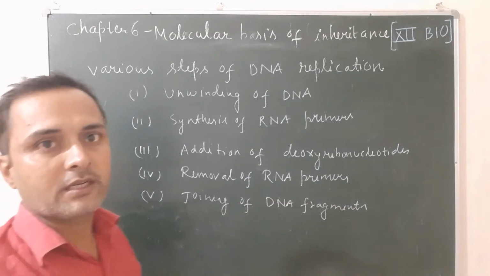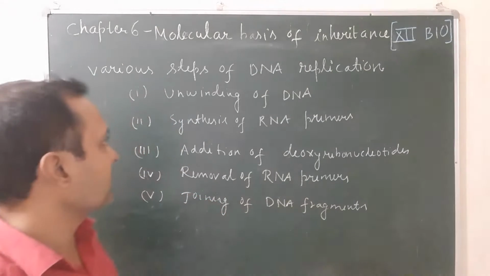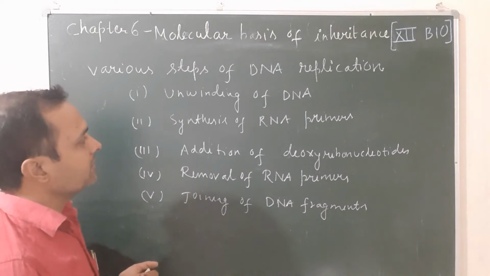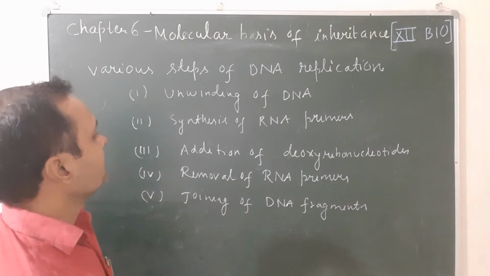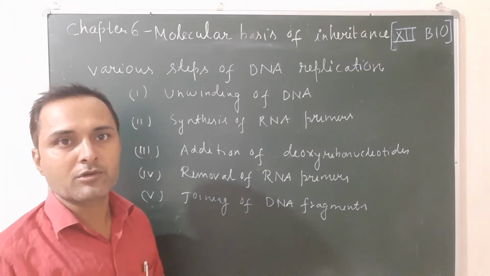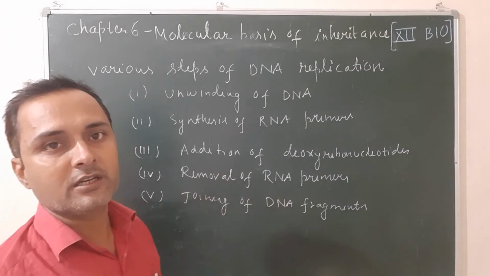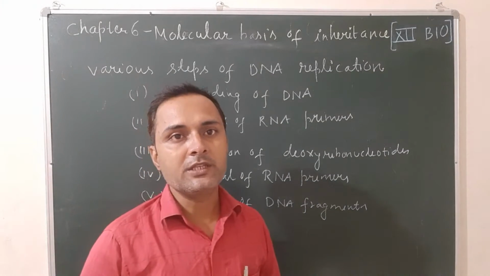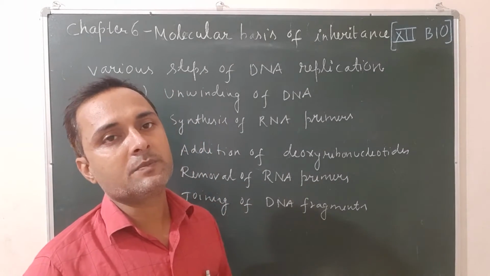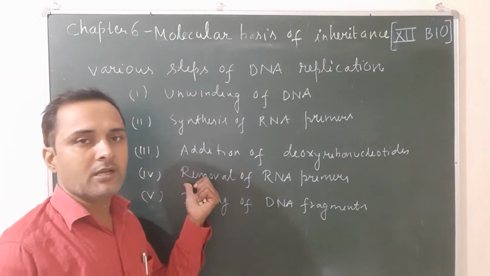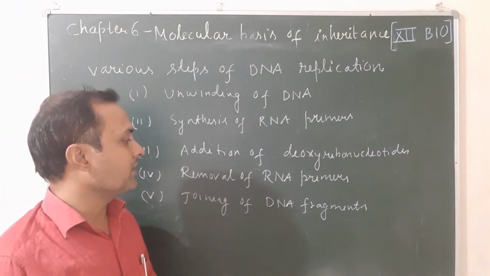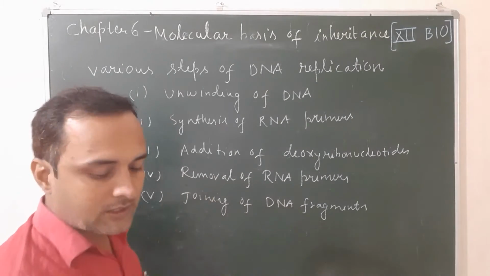Okay, so there are a total of 5 steps in DNA replication. The first one is unwinding of DNA. Second one, synthesis of RNA primers. Third one is addition of the deoxyribonucleotides. You know there are 4 deoxyribonucleotides: ATP, GTP, CTP, and TTP. The fourth one, removal of RNA primers, and the last one, the joining of DNA fragments. So let's see one by one.